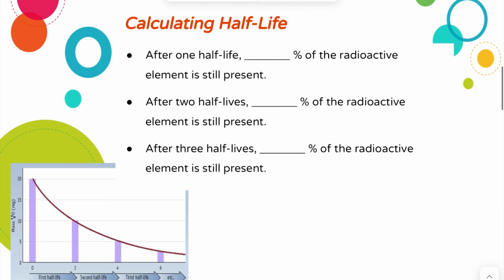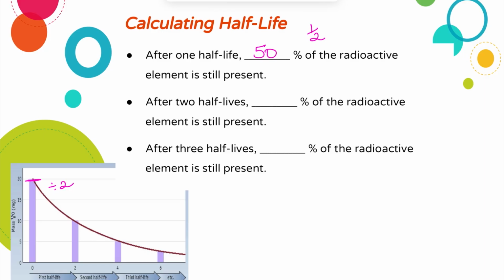So as we're calculating half-lives, it's always that same pattern where we're starting with 100%. And after the first half-life, if we look at this example here, we have 20 milligrams. Well, after the first half-life, 50% or half of the radioactive element is still present. So we have that amount that is divided by 2. So we have half after that first half-life.